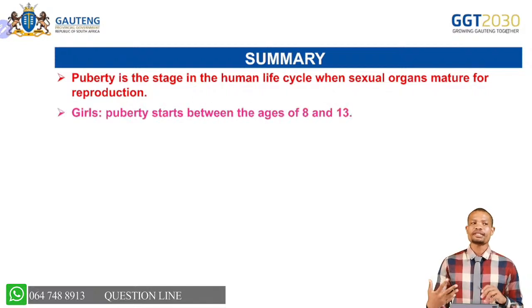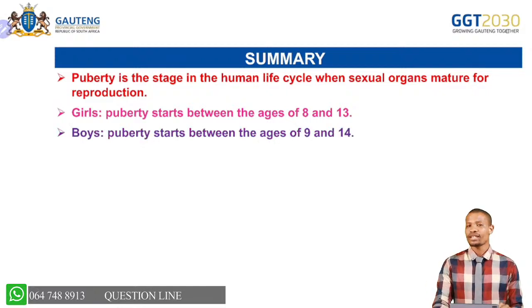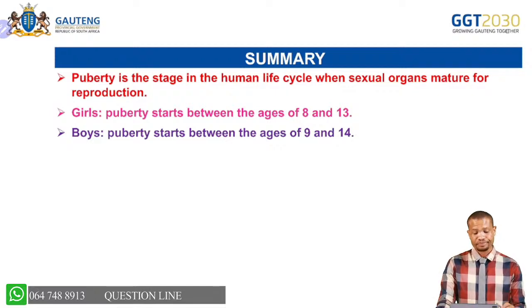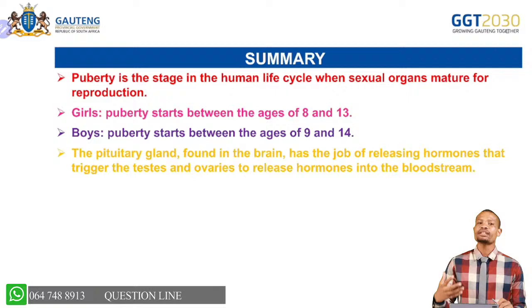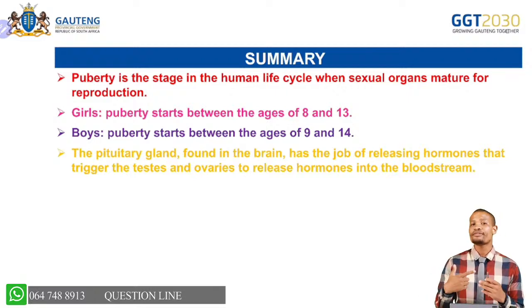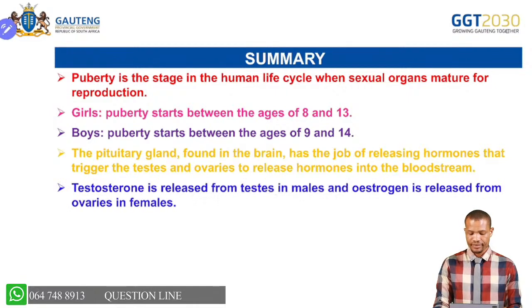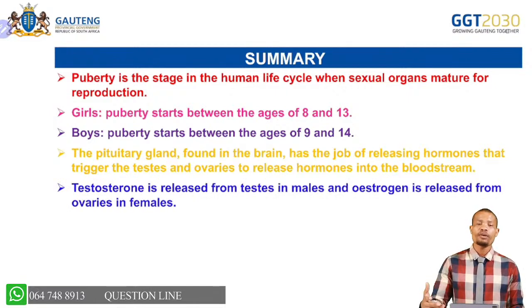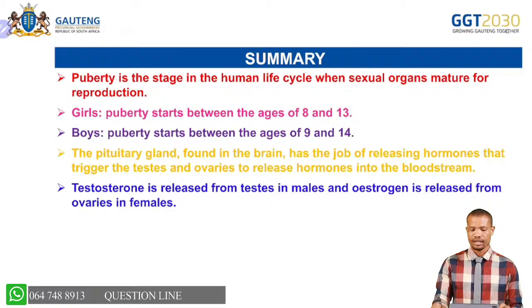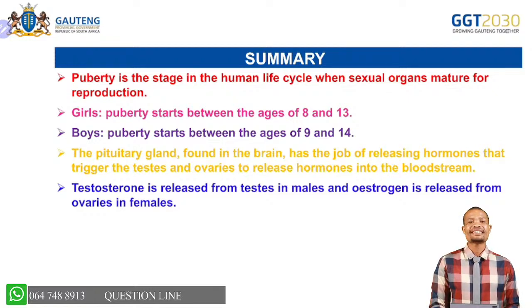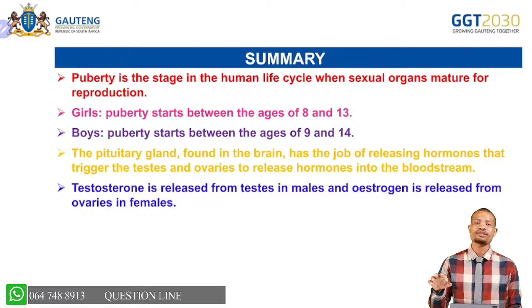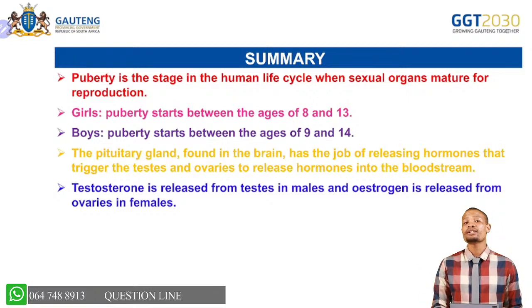Right, so in girls, puberty begins between the ages of 8 and 13, and in boys it begins between the ages of 9 and 13. The pituitary gland, which is found at the bottom of your brain, has the job of releasing hormones that trigger the testes and the ovaries to release hormones into the bloodstream. So testosterone is one of the hormones that are released into the bloodstream by the testes of a male, right? And estrogen is the female hormone that is released into the bloodstream, and it's produced by what? The ovaries.